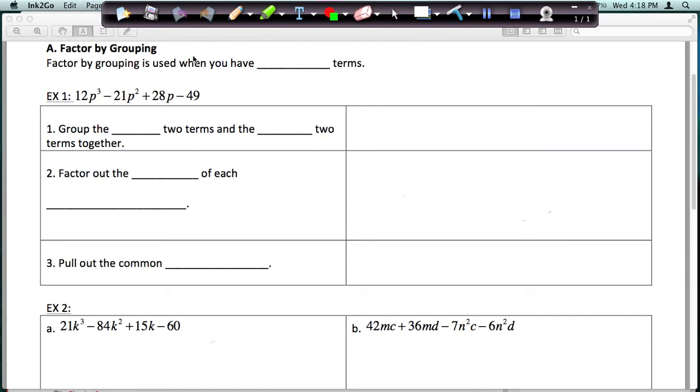Learn how to factor by grouping. So remember, the first step is always to look and see if you have a GCF in all of your terms. But then we have a special way to factor, and this is used when you have 4 terms. So when you have 4 terms, we're going to use factor by grouping.